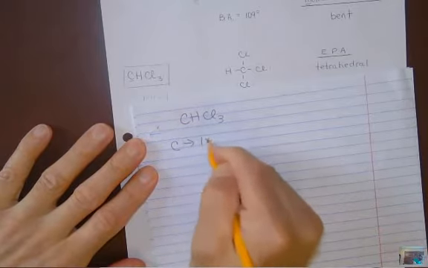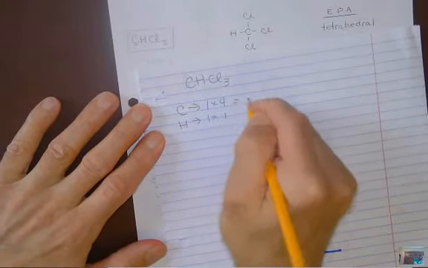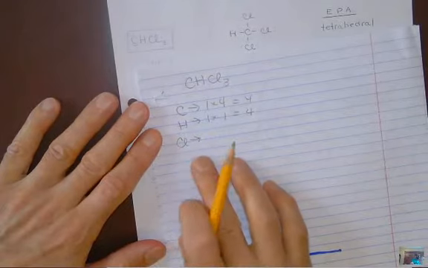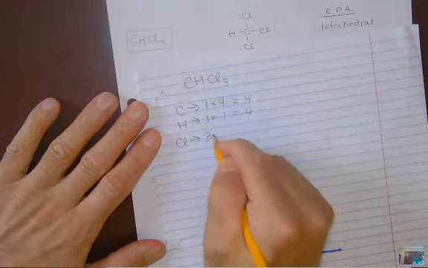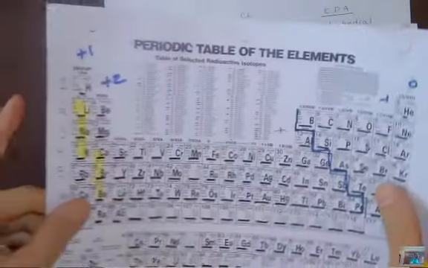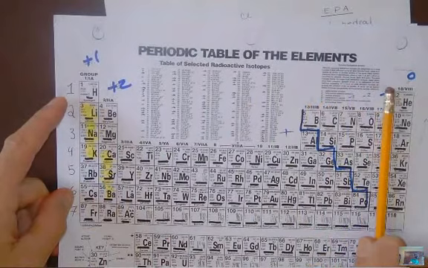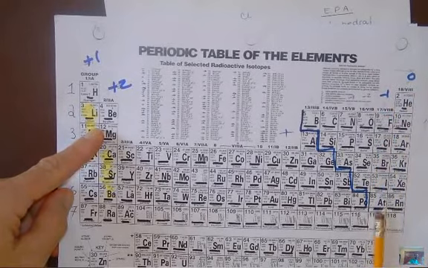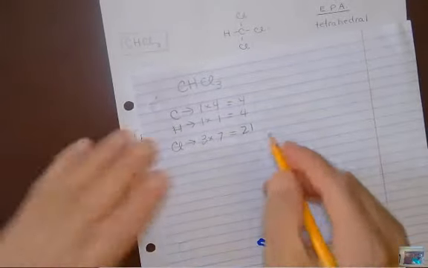Okay, let's count up the total valence electrons, right? So what's carbon's contribution? 1 times 4. What's hydrogen's contribution? 1 times 1. What's chlorine's contribution? Remember, chlorine is in the second to last group of the periodic table, right? Each chlorine would have 7 valence electrons, and there are 3 of them, right? Let me grab a periodic table for you real quick. Remember, these guys all have 1 valence electron, 2 valence electrons, 3, 4, 5, 6, 7. Look, right? 1 away from happiness, 1 away from having 8. These guys all have 7 valence electrons. So 7 times 3 is 21.